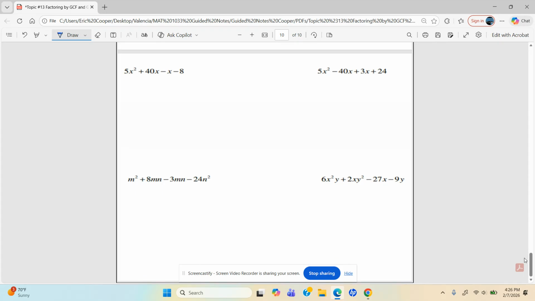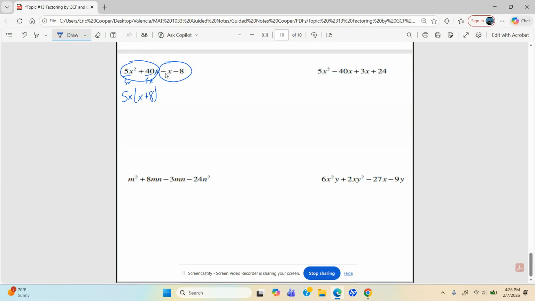Let's show you a couple more to wrap up the video. Again, let's take 5x squared and 40x, negative x minus 8. 5 and 40 have 5 in common. They also have an x here. Divide everything out by 5x. The 5's cancel out. x squared divided by x is x. 40 divided by 5 is 8. And here the x's cancel.